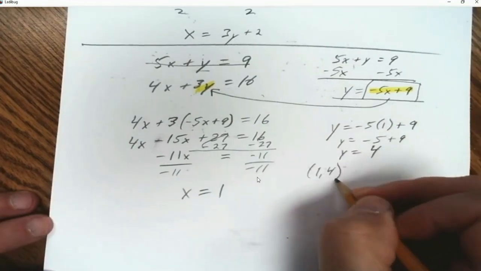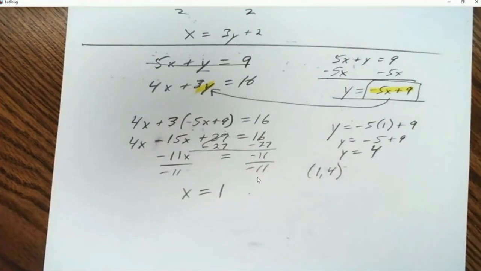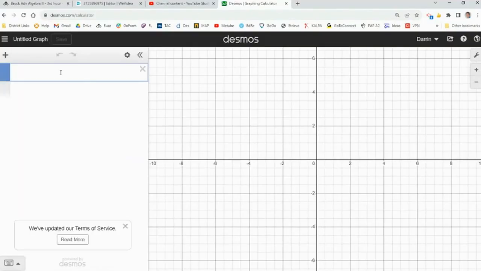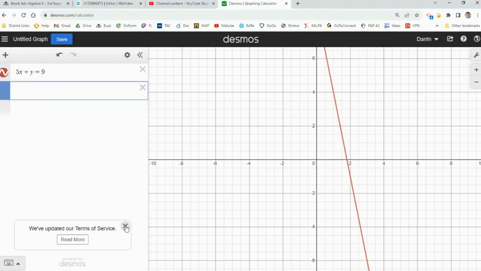If we graph both of those equations, in fact, let's do that. And the first equation was 5x. And we can go back to the original equation. I can do it either way. I can take y equals negative 5x plus 9 or 5x plus y equals 9. But this is the equation originally as it was in the problem. The second equation was 4x plus 3y equals 16.